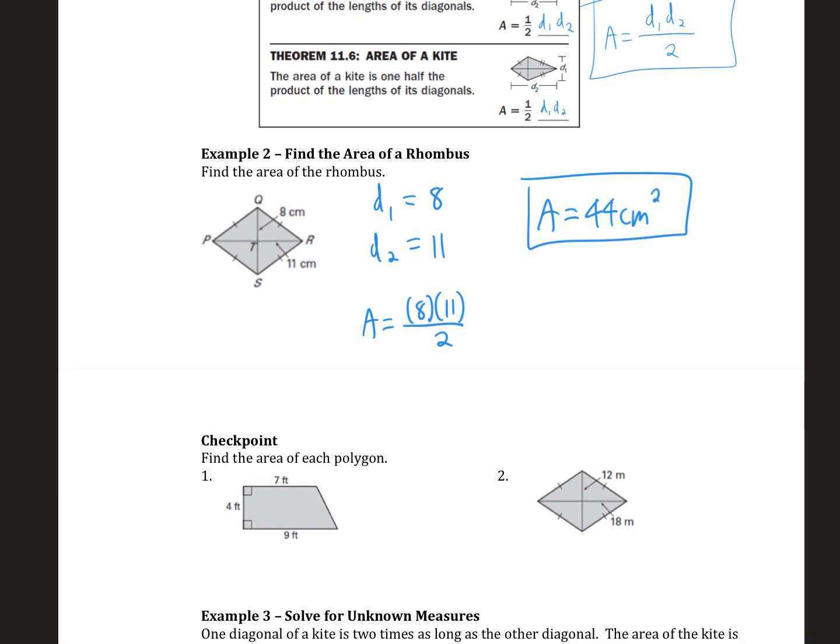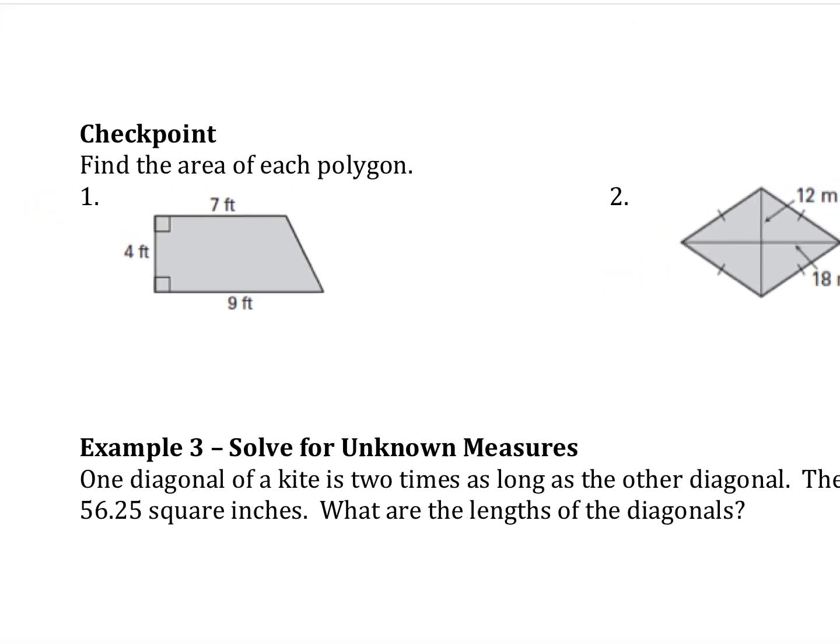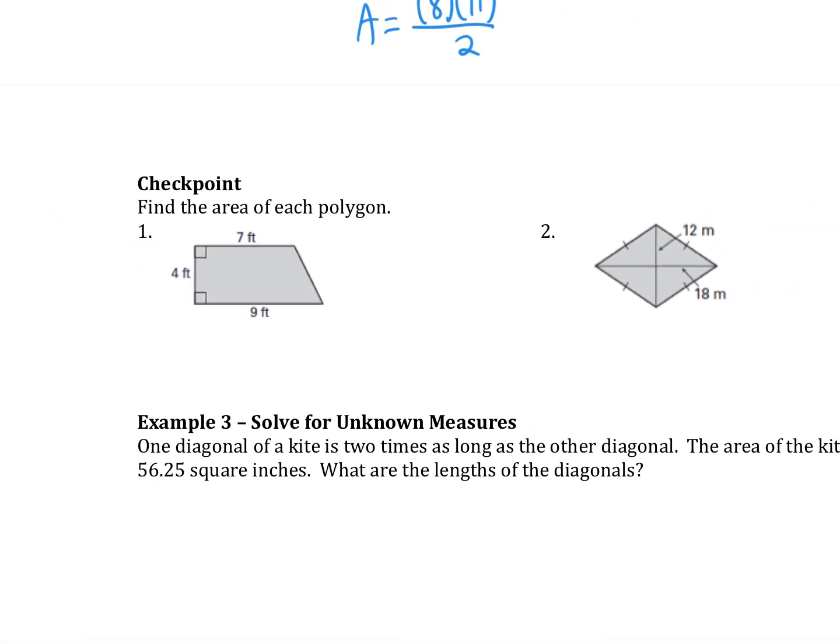All right, sounds good. We have some checkpoints here. Why don't you see if you can figure out these checkpoints? We have a trapezoid and what looks like a rhombus. All right, checkpoint 1. We're looking for the area of the polygon. This is a trapezoid, so we need a height, base 1, and base 2. The height's going to be 4. Base 1 is going to be 7, and base 2 is going to be 9.